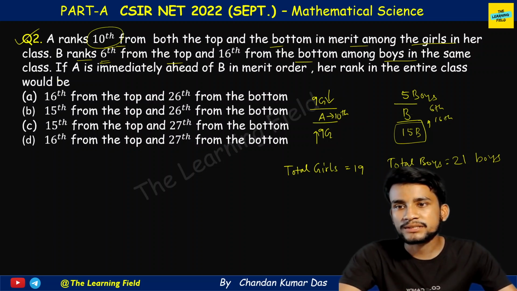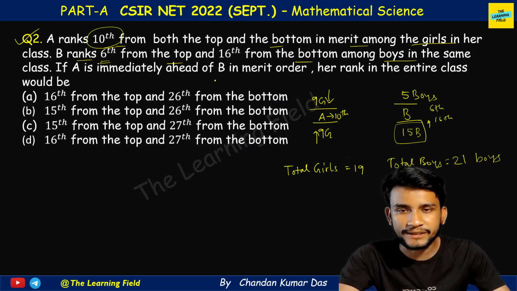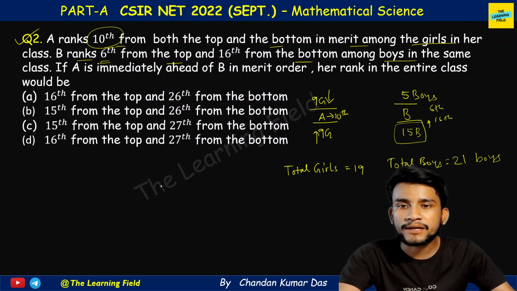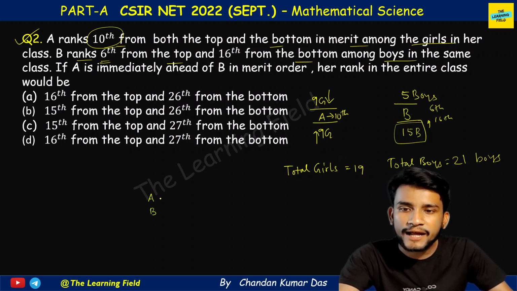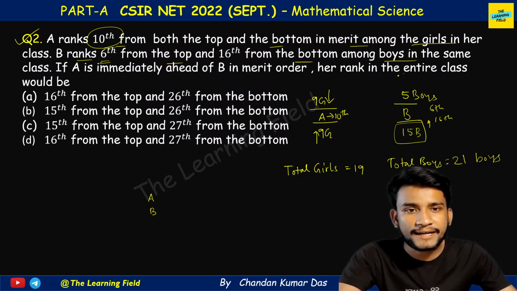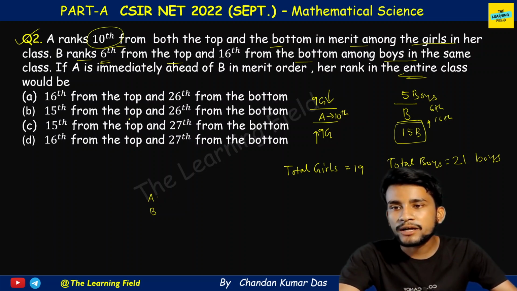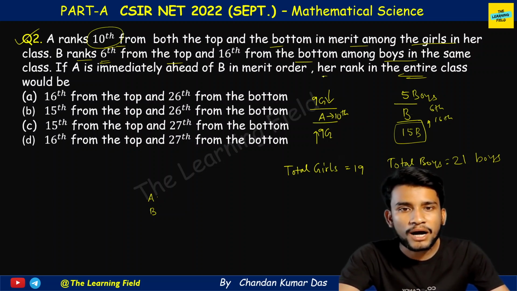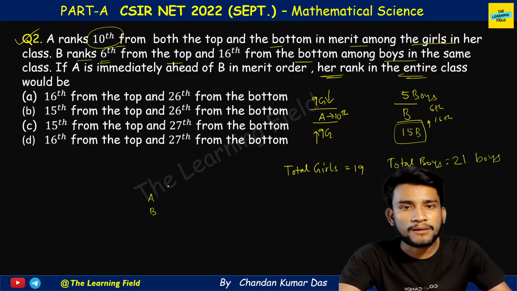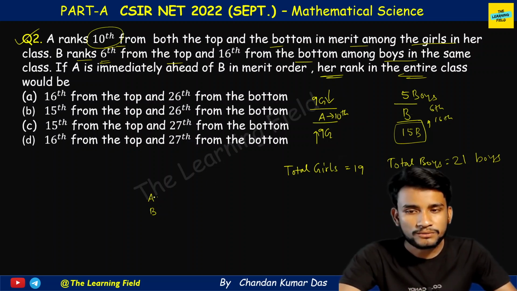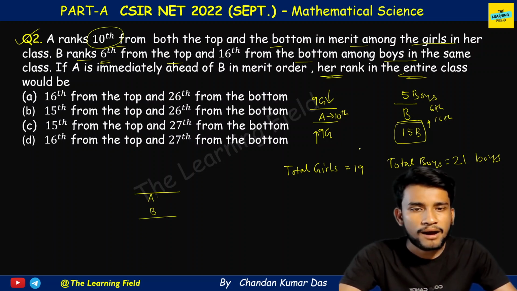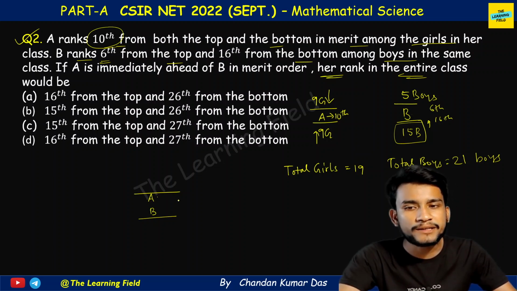Now the question says that if A is immediately ahead of B, that means A is just before B. That means the rank of B in the entire class is like this: A, then B. And then we have to find the position of A based on the entire class. So in between A and B there are no rankers.